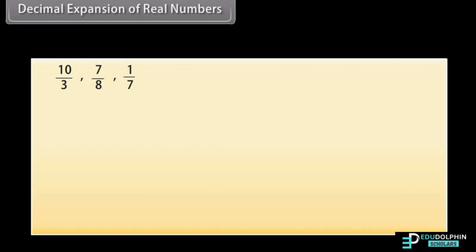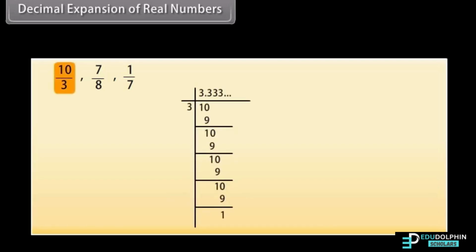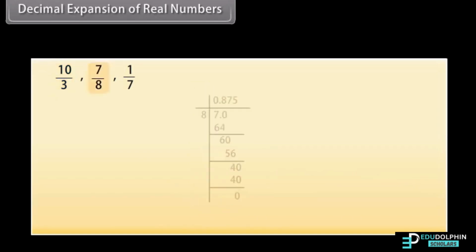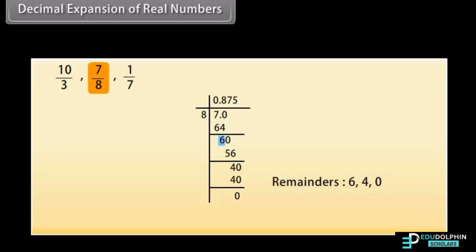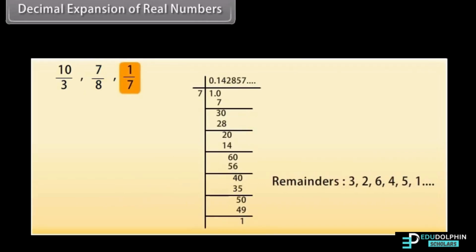We will find the decimal expansion of these three numbers. Here we can see that on decimal expansion of 10 by 3, we get remainder 1, 1, 1, 1, 1. Similarly, the decimal expansion of 7 by 8 gives remainder 6, 4, 0. And the remainder of 1 by 7 is 3, 2, 6, 4, 5, 1.